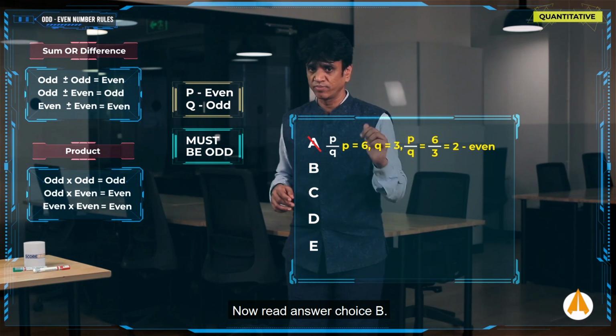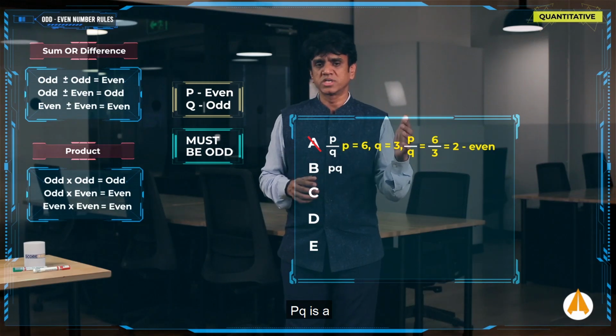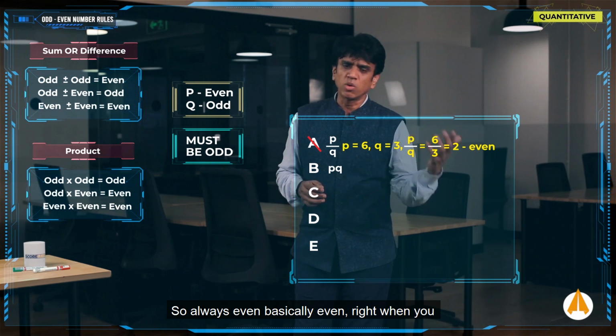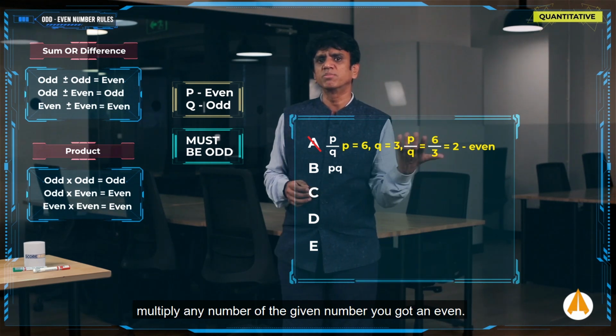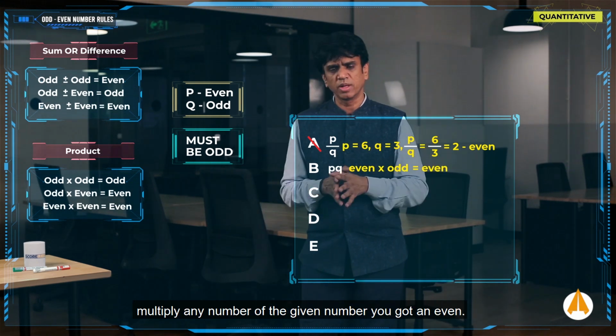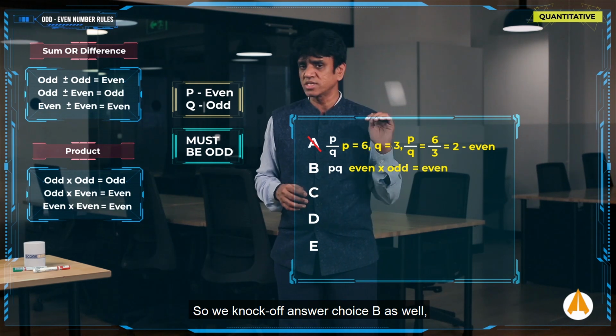Now read answer choice B. PQ. PQ is a? Even. It's always even. It's basically an even number, right? When you multiply any number with an even number, you get an even number, right? Great. So we knock off answer choice B as well.